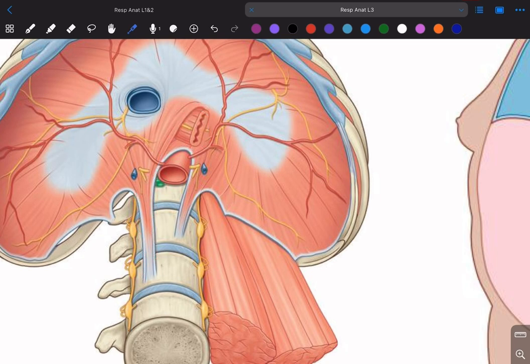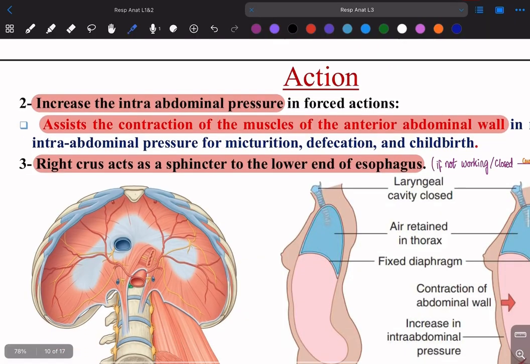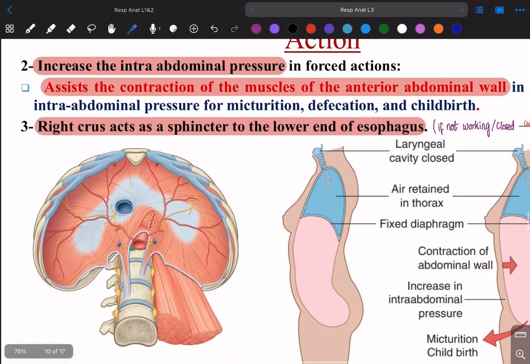So what happens if this right crus contracts? It's going to close this part, right? Because it's around it, so it's going to close it. So when it closes, this closes the end part of the esophagus. That's why it acts like a sphincter. We said a sphincter is like the cap of the water bottle. It's just like the water bottle cap.